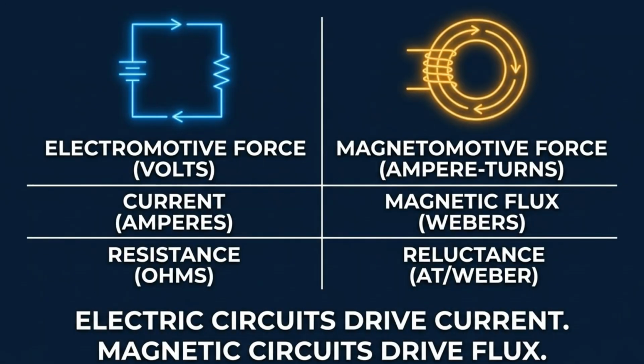Magnetic circuits are analogous to electric circuits. Electromotive force in an electric circuit is similar to magnetomotive force, which is measured in ampere turns. Magnetic flux is analogous to current, and reluctance to resistance. Electric circuits drive current, while magnetic circuits drive flux.